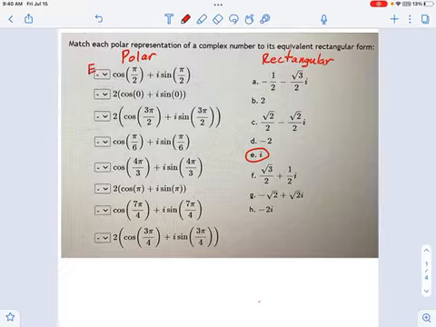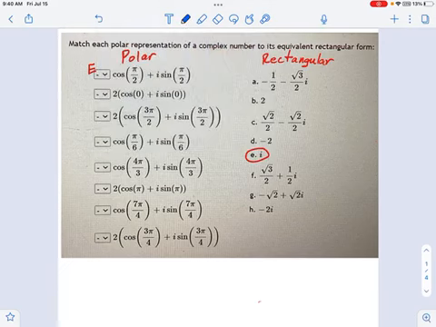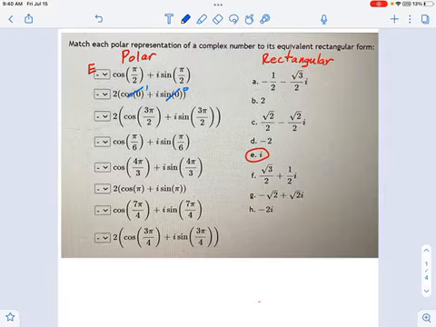And that's how you do all of these. For example, the next one says cosine of 0. Now that's 1. Sine of 0, that's 0. 1 plus 0i, that's just 1. And there's a 2 on the outside, so it's 1 times 2. There we go. That's b.